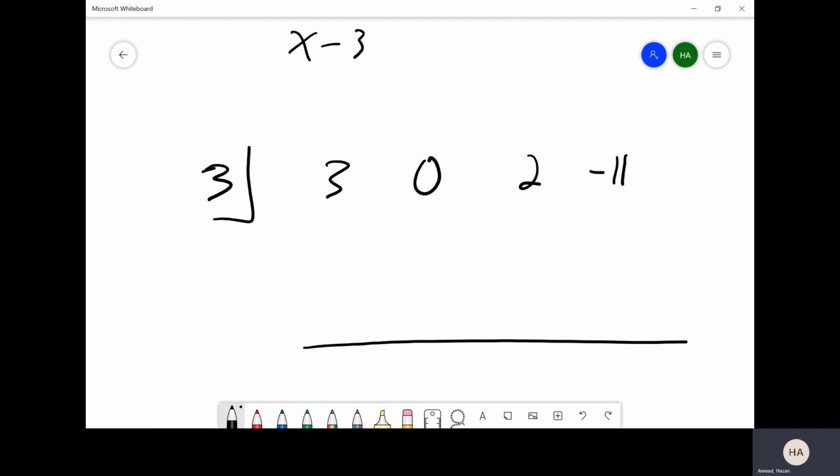Okay, you draw your line. You know that your first term is always going to come down. That's going to be a 3. And now you go ahead. You multiply, you add. You multiply, you add. You continue until you're done, right?